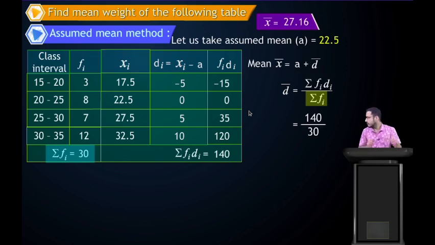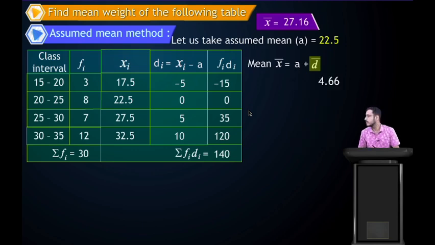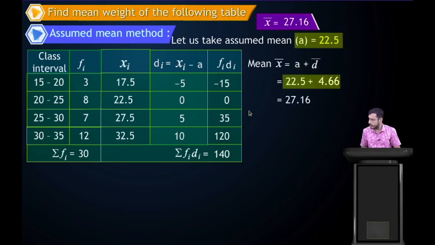Then put in the values: 140 divided by 30. So what will we get? Yes, 4.66. Now D bar is equal to 4.66. Then add the assumed mean, that is 22.5. So 22.5 plus 4.66, that is our mean.